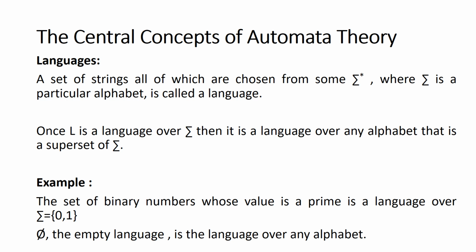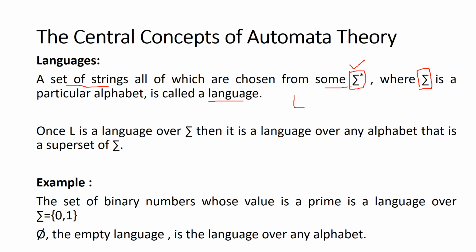Move on to languages. So now we're trying to define languages. A set of strings, all of which are chosen from some sigma star. Sigma star is the Kleene closure, and sigma star, as we have defined earlier, is the set of all strings from an alphabet sigma, is called a language. So now if we try to understand it very clearly, a set of strings, which means a subset of sigma star, denoted by L, where all the strings come from some alphabet sigma, is going to be called a language.